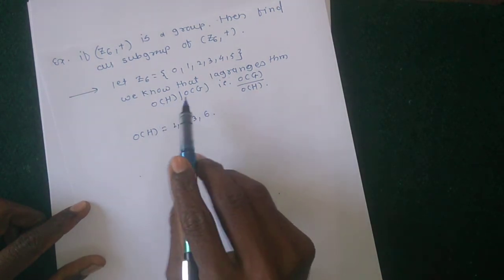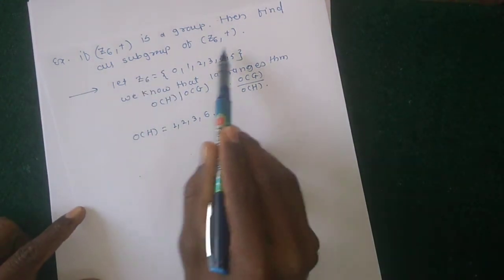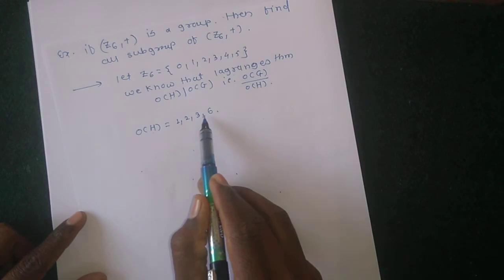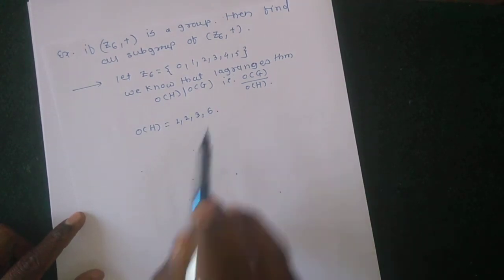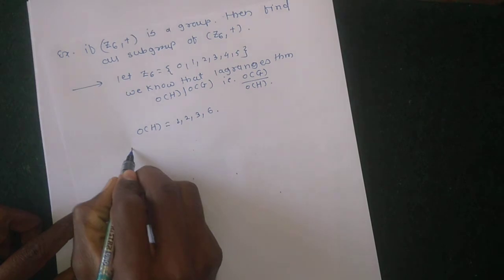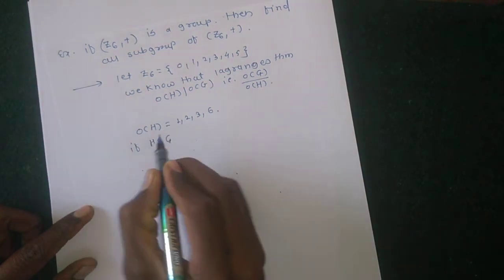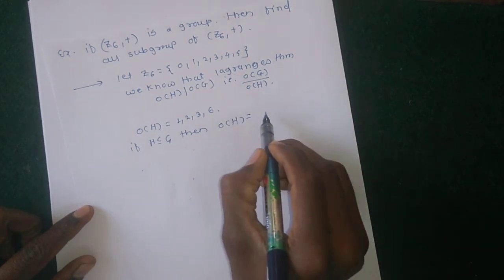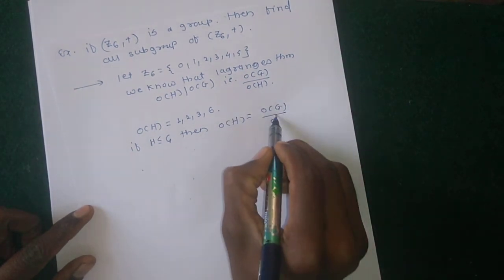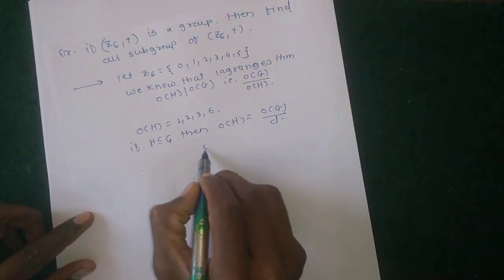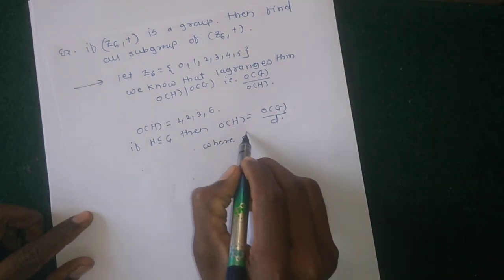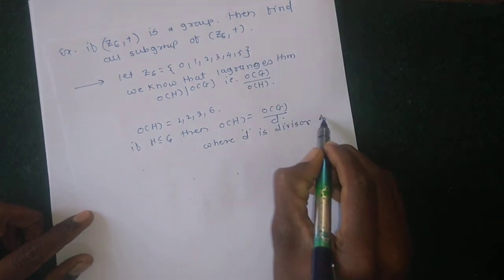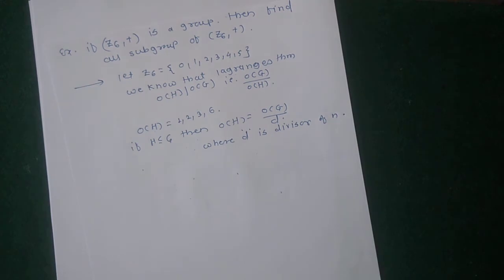These are the possible orders of a subgroup. To find the subgroups of Z6, each subgroup has order 1, 2, 3 or 6. If H is a subgroup of G, then the order of H equals the order of G divided by d, where d is a divisor of n.